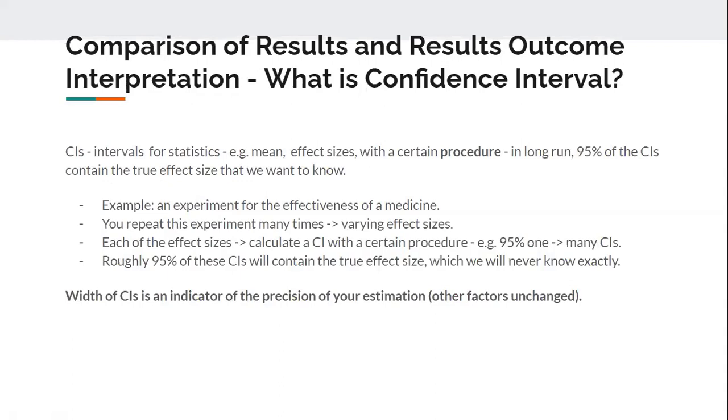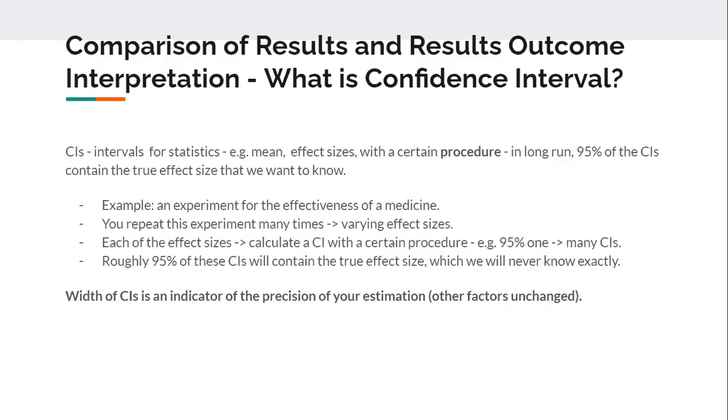So next, what are CIs? For most statistics, including effect size, which was just mentioned, we need to report CIs as well. Confidence intervals. CIs are intervals we calculate for our statistics with a certain procedure, so that in the long run, 95% of the CIs obtained will contain the true effect size or the statistic that we want to know.